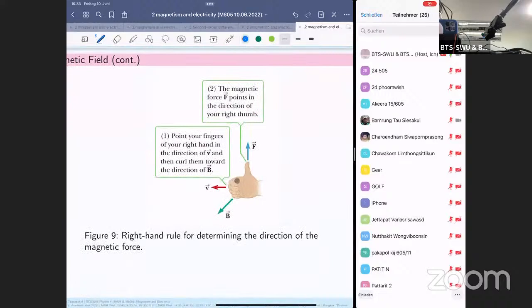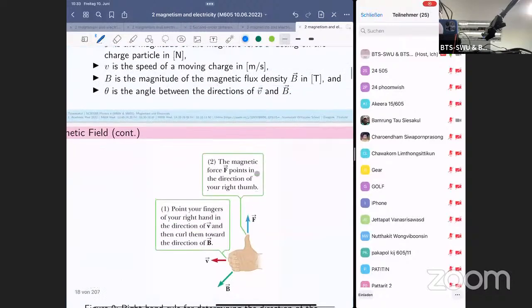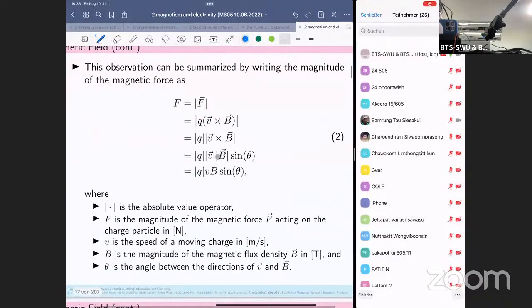But personally, I would recommend you to use this method. It's easily understandable. It's not difficult to understand. Okay, you start your 4 fingers from the velocity vector V to B, and this rotation will give you the thumb direction as the direction for the induced force. Okay, but the next thing in physics is that we need to determine the quantity, right?